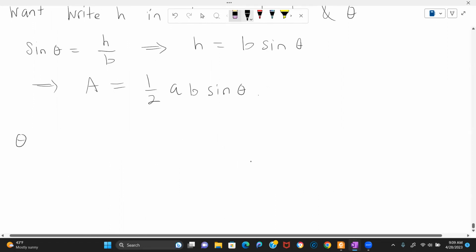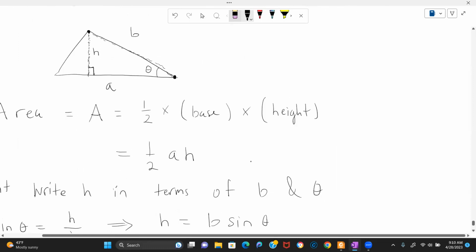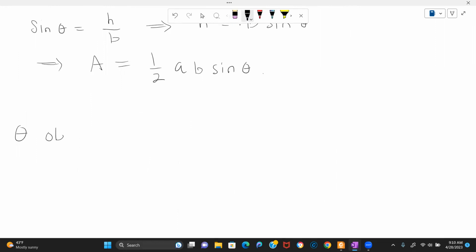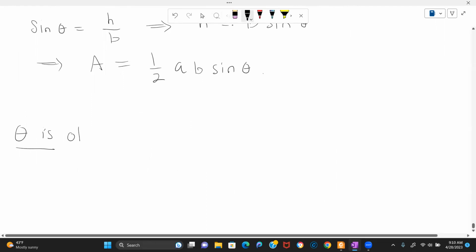So now we need to consider when the angle is obtuse. By doing that, we will have derived a formula for any triangle, because those are the only possibilities: the given angle is acute or it is obtuse.